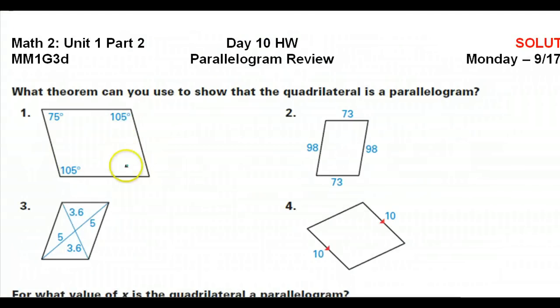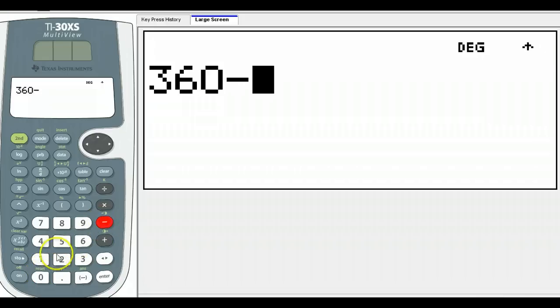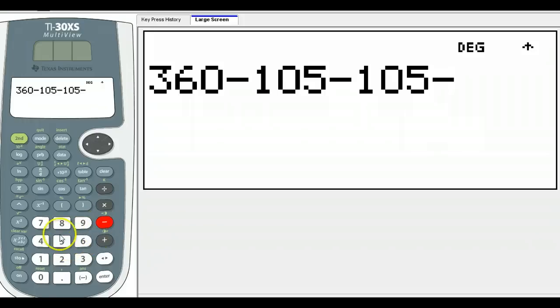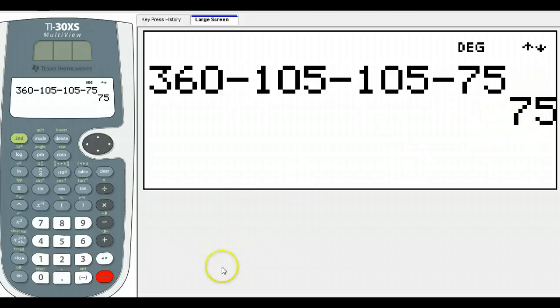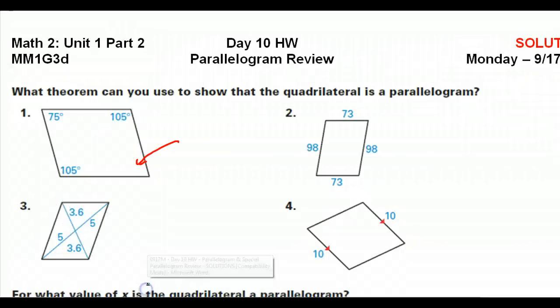So, for this one, we really need to know what this missing angle is to be able to do anything else. So 105, 105. The total degrees in a quadrilateral is 360. So I'm going to subtract 105 minus 105 minus, I think the other one was 75. That leaves 75 degrees. So this missing angle right here is 75 degrees.